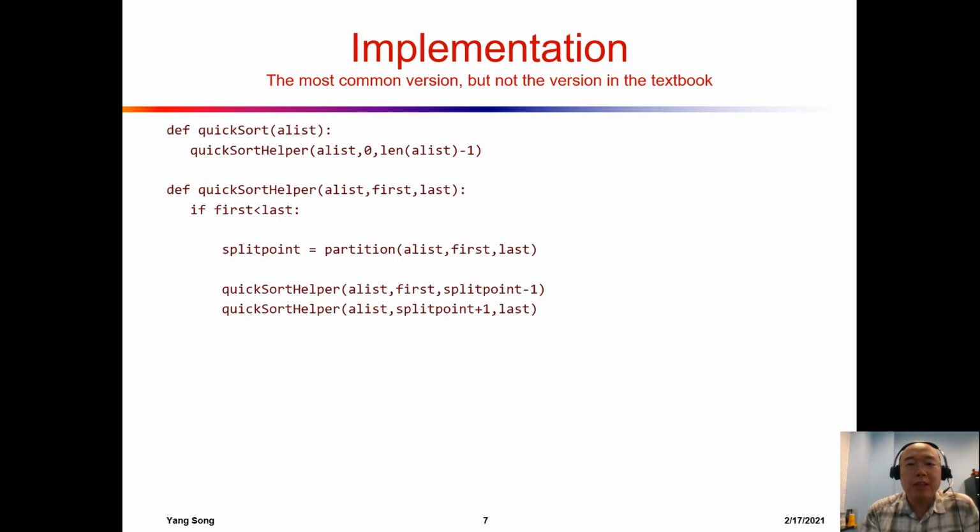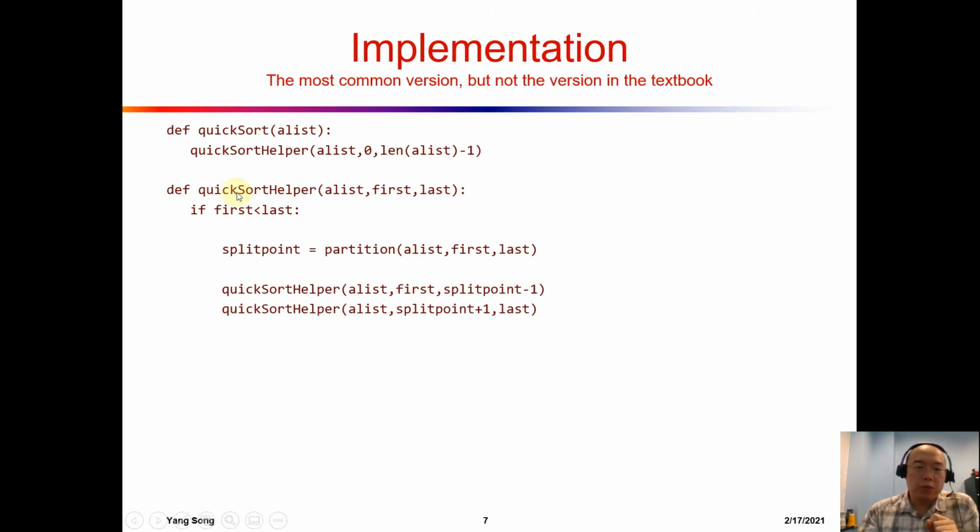Okay, so let's see the real implementation in this case. To do a quicksort, we call the quicksort function with only one parameter, which is the list to be sorted. So how do we sort that? We want to create a helper function. For this helper function, we take a list, and also the lower bound and the upper bound of the part of the list to be sorted.